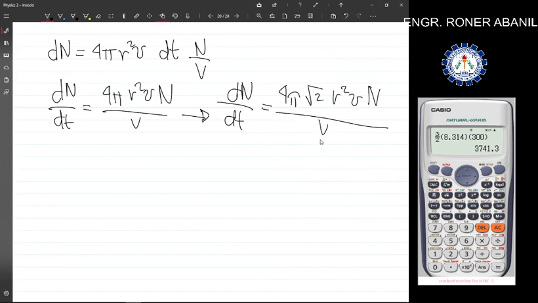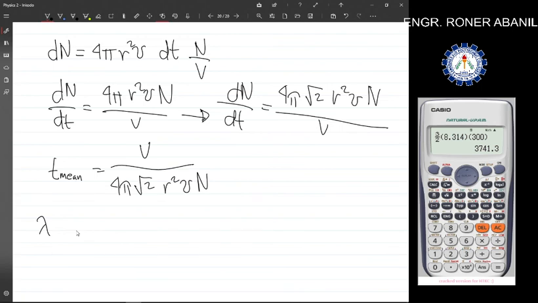Okay? So, the average time t mean between collisions is called the mean free time, it is the reciprocal of the expression. So, para maging t mean daw ito, babalik tayo rin lang natin to. Magiging v over 4 pi square root of 2, no? r squared v n. No? So, the average distance traveled between collisions is called the mean free path. So, denoted natin siya sa tinatawag na lambda ng Greek alphabet. Okay? So, yung lambda yung ganito.